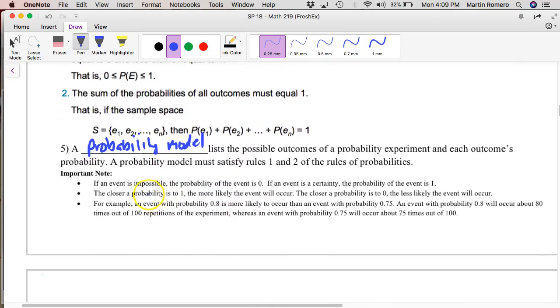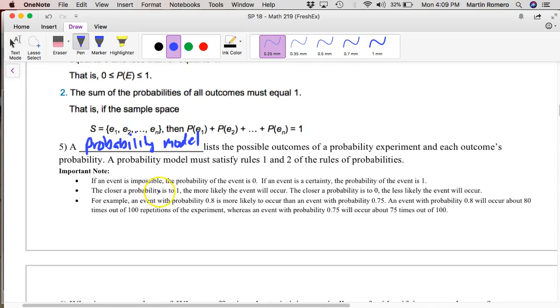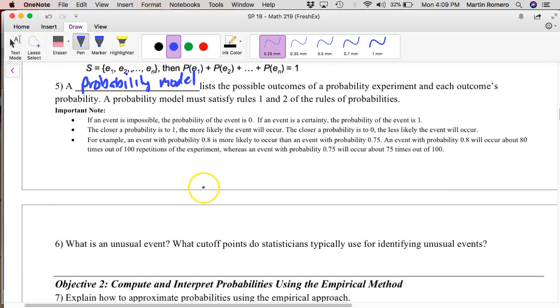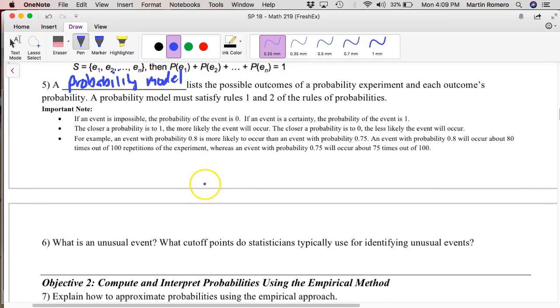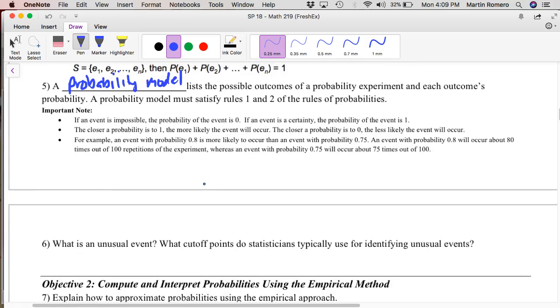There are some important notes down here to pay attention to. We use numbers to describe probability. If an event is impossible, we say it has a probability of 0. If it's certain to happen, we say it has a probability of 1. So make sure you're aware of that important note.